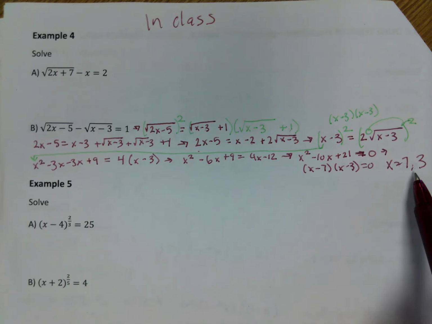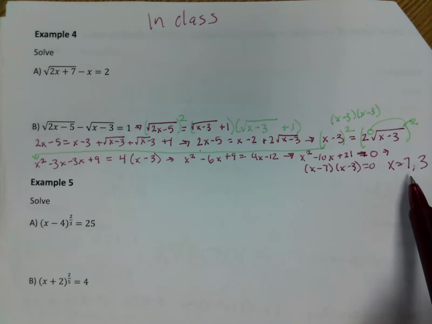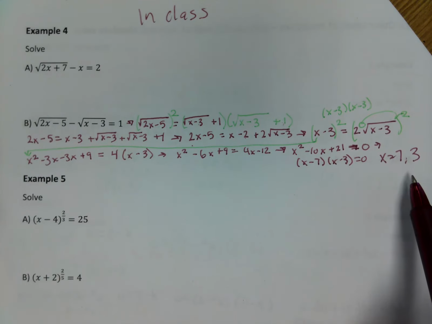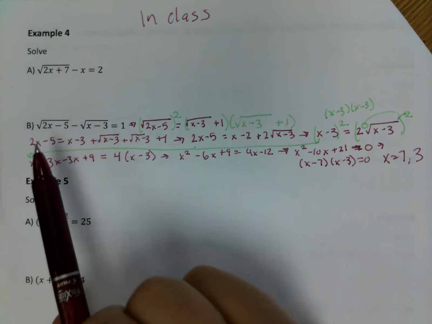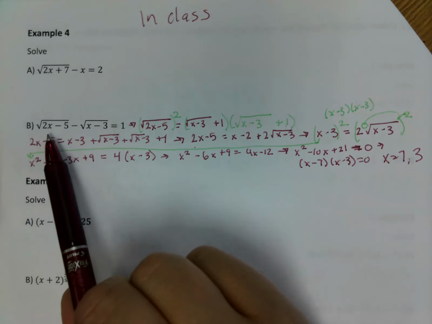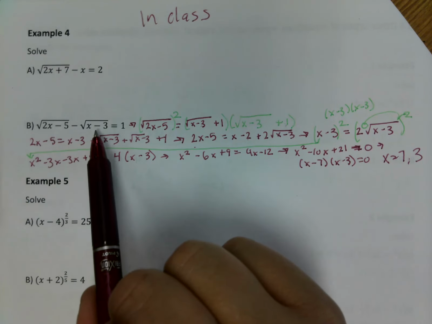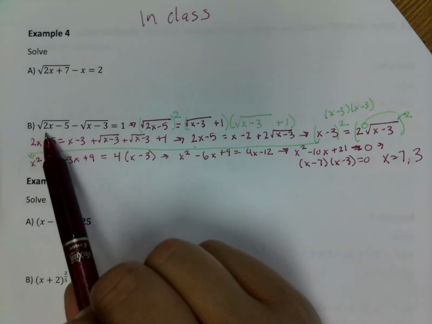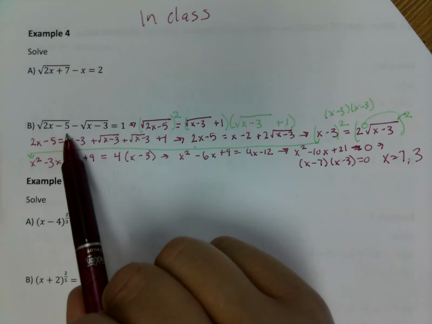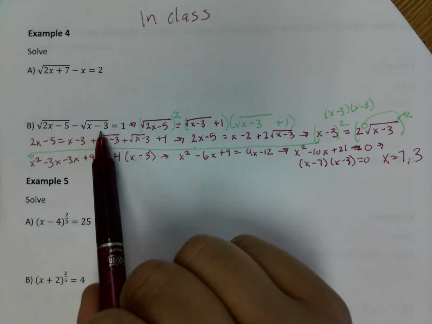Remember, you always want to check this. You want to check to see if you have any numbers that don't actually work. They're called extraneous solutions. So if I plug 7 into this equation, I'm really looking at these two spots to see if I get a negative number. If I plug 7 into this, I get 14 minus 5. I get the square root of 9. That's fine. 7 minus 3, the square root of 4.